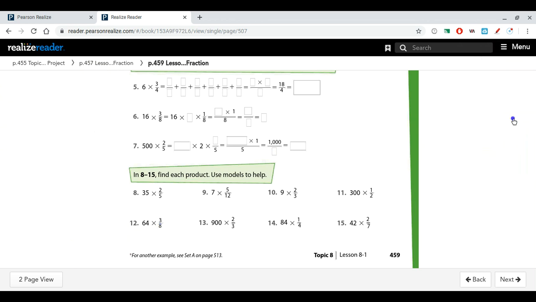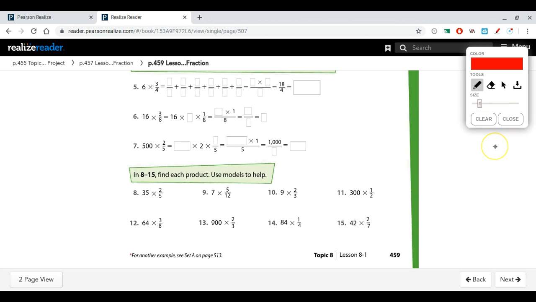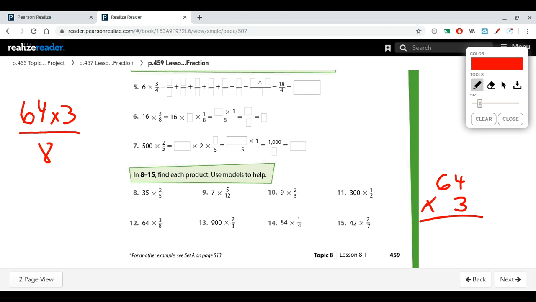All right, number 12, I have 64 times 3/8. So I'm going to do 64 times 3 over 8. And so I don't know what 64 times 3 is, so I'm just going to go ahead and do this off to the side. So 64 times 3, 3 times 4 is going to be 12. I regroup the 1. 3 times 6 is 18, plus 1 is 19. So I end up with 192 eighths.